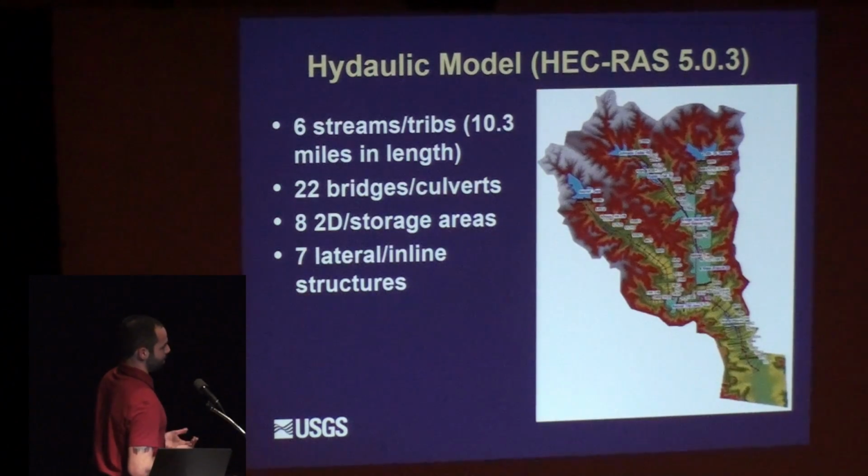Also, it equated to 10.3 miles of streams, which we had to go and survey, getting cross sections every 200 to 500 feet or so for this whole stretch. Also, there are 22 bridges and culverts located in this watershed that were modeled that we also had to survey. And then just building the model, I incorporated 8 2D or storage areas and 7 lateral and inline structures.